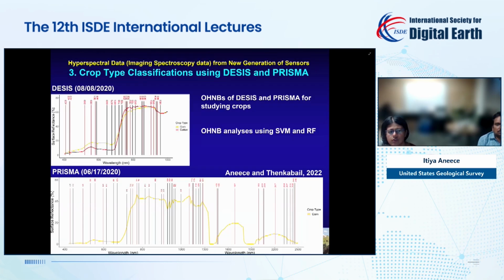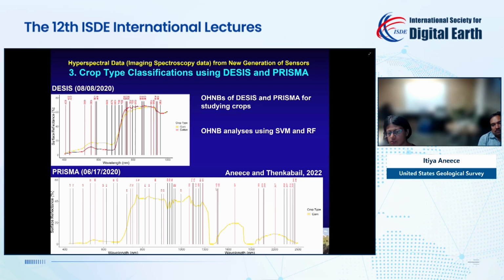Then we wanted to do crop type classification using these data. And one way to do this, as Prasad mentioned, is using optimal hyperspectral narrowbands. So we selected bands that could basically summarize information spectrally across the entire spectral profile into a few bands. And here they're represented in the vertical lines in the DESIS data and in the PRISMA data. And then we used 2 machine learning algorithms for one of the studies, support vector machines and random forest. And these are the results we got.